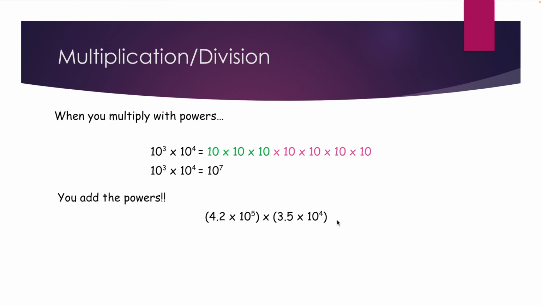So let's look at this question. What I'm going to do is multiply the bases together, and then I'm going to add the exponents on the powers of 10. So that all together, I get 14.7 times 10 to the power of 9. And then as always, we need to make sure it's in proper scientific notation. So I'm going to move the decimal over one more, and I get 1.47 times 10 to the power of 10.